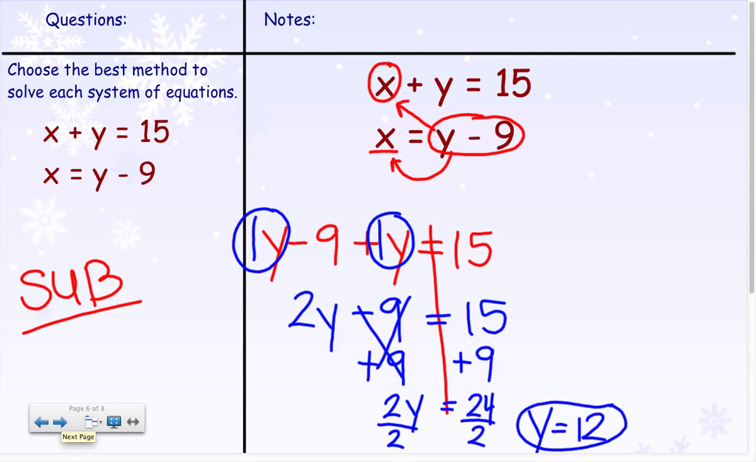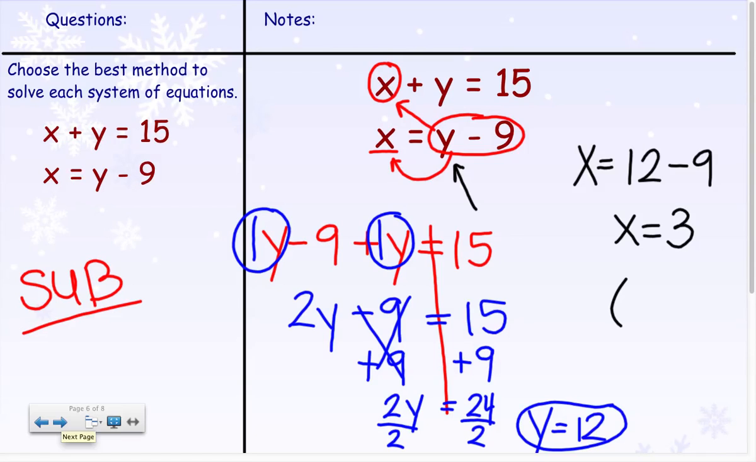Now with substitution, I think the easiest thing to do is to plug 12 back into my circle for y, which is right there. You could do either equation, but the circle is the simplest one. So x equals, and then instead of y, I'm going to write 12. 12 minus 9 is 3. So the solution to my system is 3, 12.